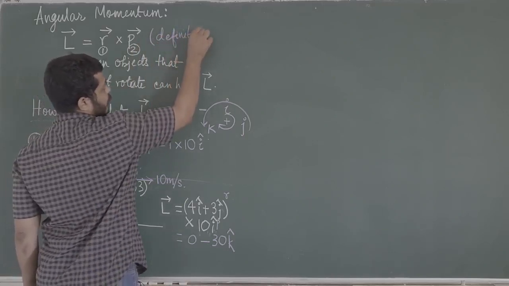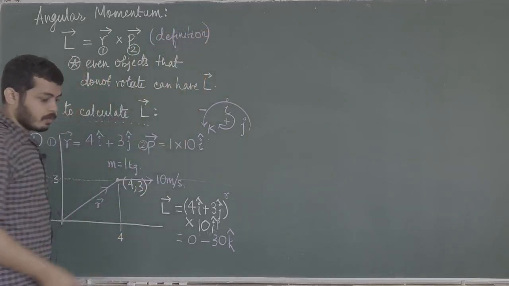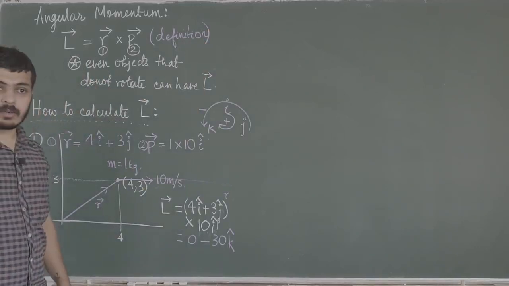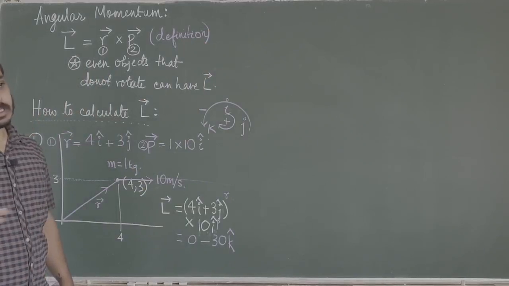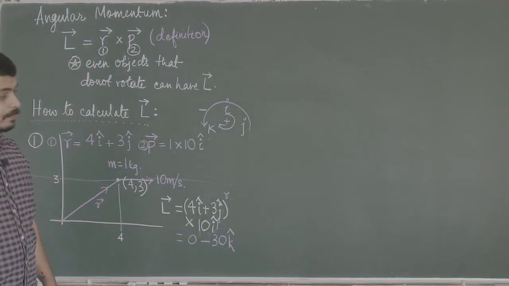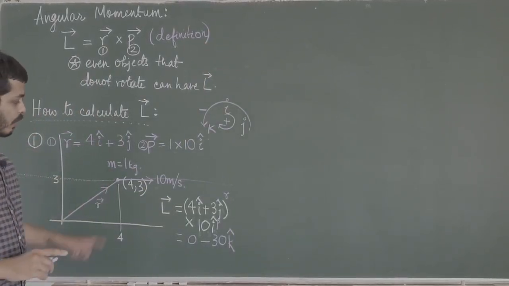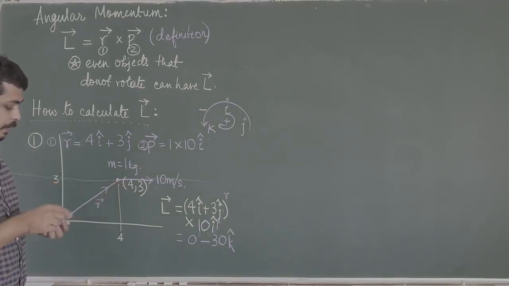This is a definition of angular momentum. It is not a natural quantity. It is actually a mathematical quantity that helps us in solving a problem. So even if something is not rotating, you can still have angular momentum for that object. Despite that, I'll still try to show you how this object can have some kind of angular momentum.